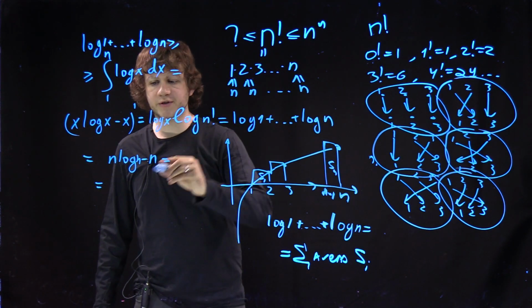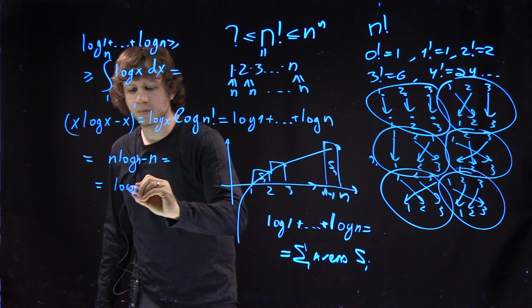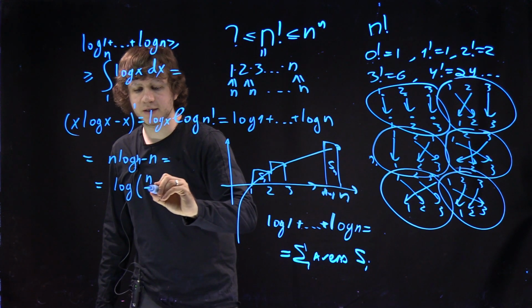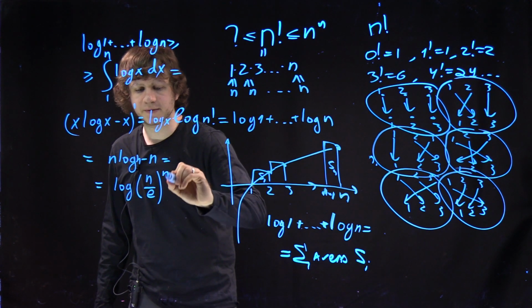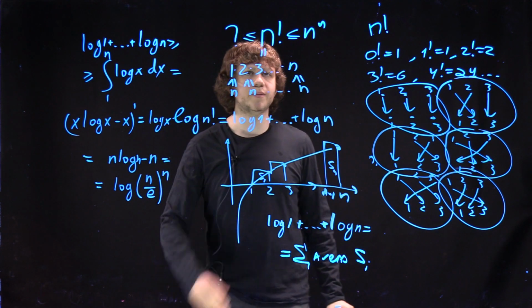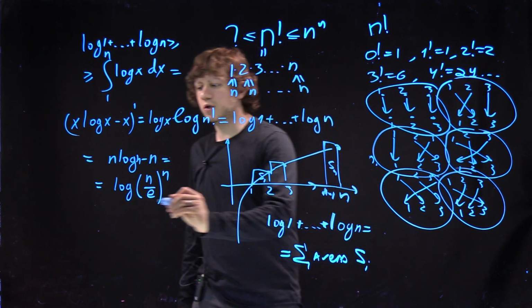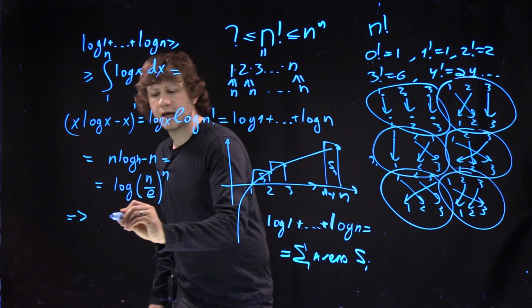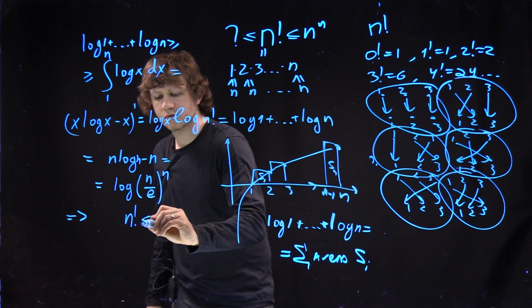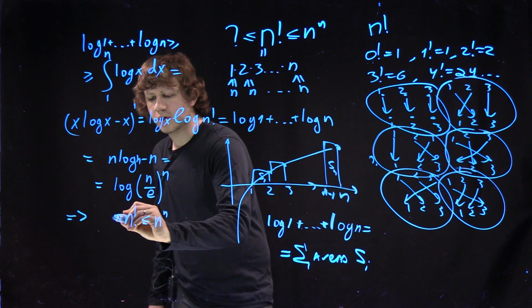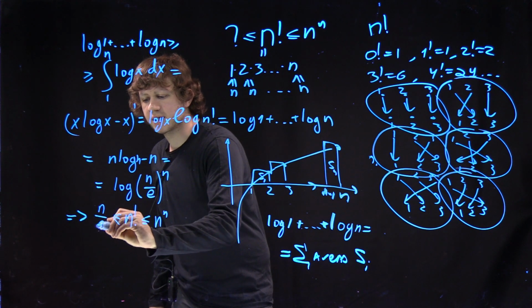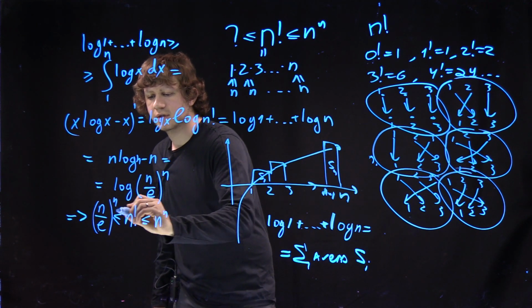And so the sum is nothing but n log n minus n, which we want to compare with another logarithm, and so we can say that it is the logarithm of n divided by e power n. That's cool. E appeared a bit unexpectedly, and so we eventually get that n factorial is less or equal than n power n, but greater or equal than n divided by e power n. That's a pretty cool result.